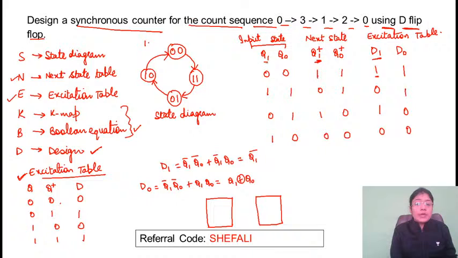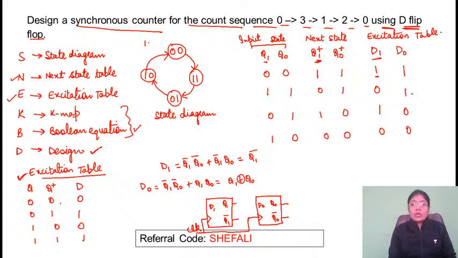What is the most significant bit? That is Q1. So don't mix it up. If you have taken Q1 at the most significant position, then take it as Q1. Q0 complement. What flip-flop have we used here? Using the D flip-flop, so it is D1 and D0. What is the input for D1? This is a synchronous counter, so a common clock is applied. This is the clock.